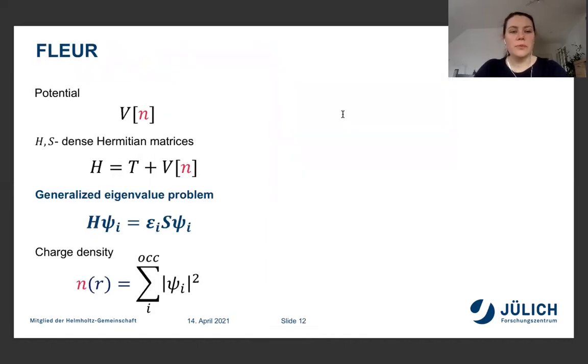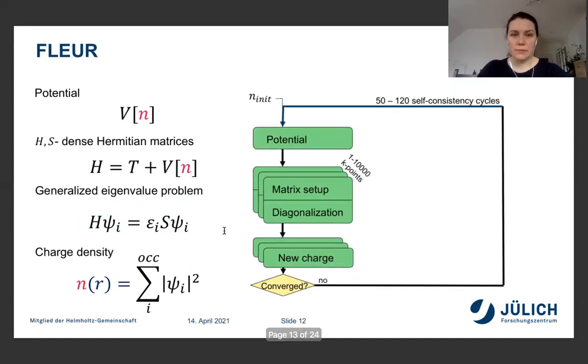Now let's move to FLEUR. As you know, FLEUR is a DFT program. So basically what you're doing, you are solving a generalized eigenvalue problem. Then you use the solution to construct the charge density, but actually you also need the charge density to construct such a problem. So your problem is self-consistent and you solve it iteratively.